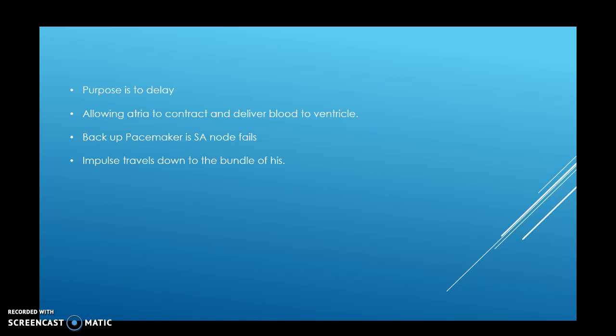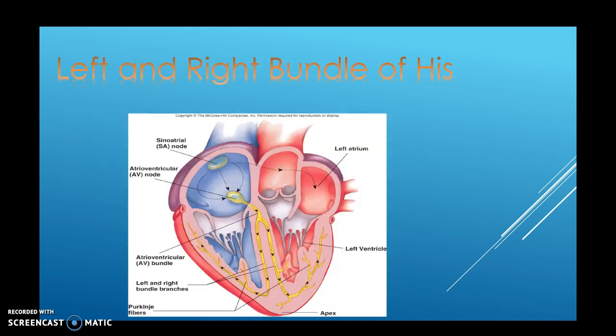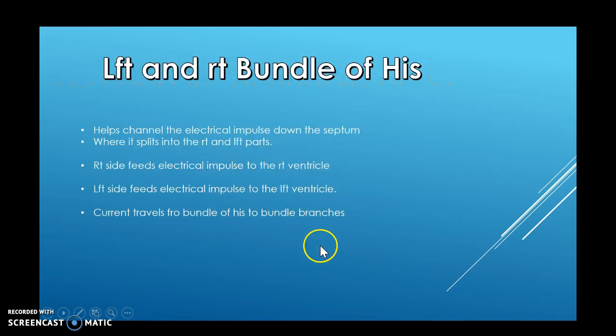The AV node is considered the backup for the SA node if it fails. So if the SA node doesn't fire, the AV node will fire, okay? And the impulse leaves the AV node and travels down through the bundle of His. Okay? So we've gone electrical impulse, SA node, AV node, here is the bundle of His. All right. And then the bundle of His splits into the right and left bundle branches. Okay.